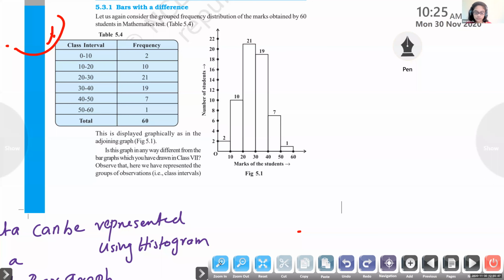Ma'am, the table also we have to draw? Draw the table on the right side. Can we draw also that marks of students? Yes, draw that on the right side. No, on the left side, on the graph paper, you draw that graph.